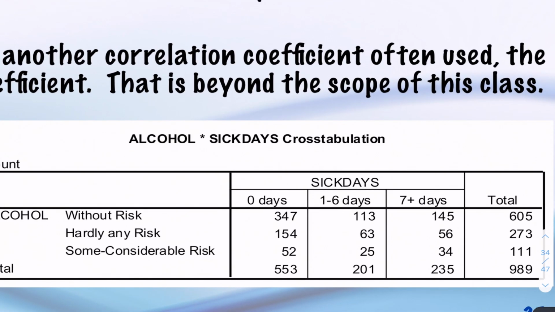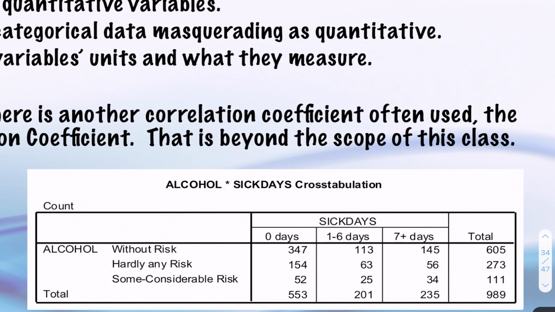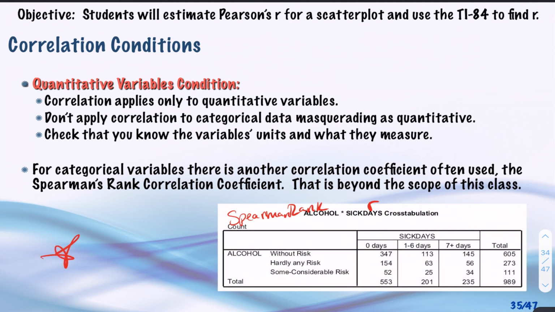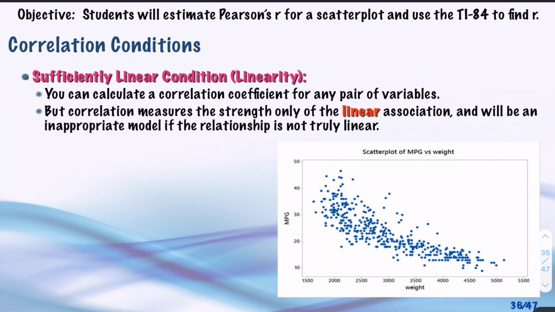And what I mean, when we're looking at data, if we're looking to see alcohol use versus sick days cross-tabulation, well, sick days is a measurement of time, that is quantitative, but alcohol use, without risk, hardly any risk, and some considerable risk, that is definitively not a quantitative variable. So for this, we would use Spearman's rank correlation coefficient and not R. We wouldn't talk about its correlation in the same way that we look at linear data. So note that.